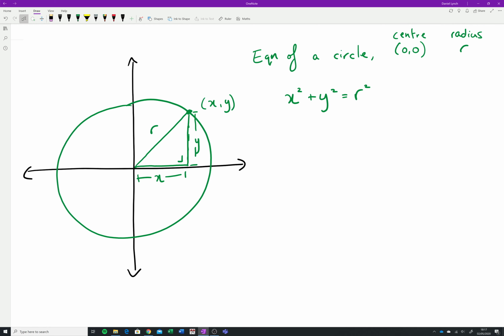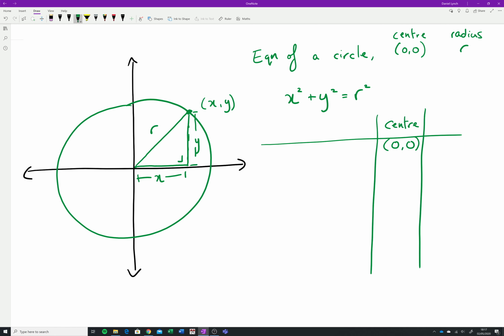So for instance, if I tell you that a circle has center 0, 0, so we'll make a few columns here. This will be the center. It'll always be 0, 0 just at the beginning, and radius. If I, for instance, tell you that the radius is 3, we'll say something like that, what would the equation of the circle be? Yeah, sorry, EQN, we'll say, equation of circle.